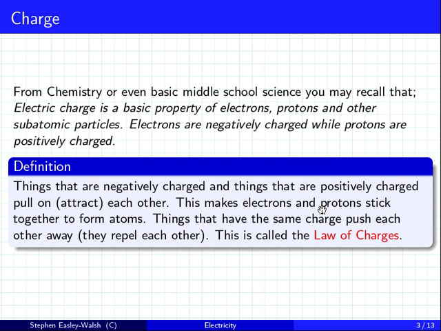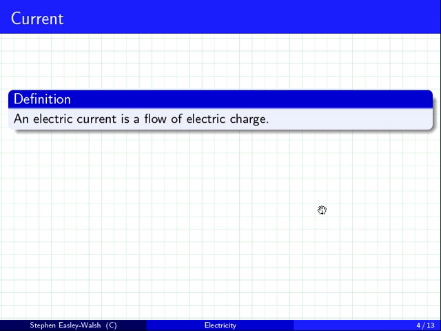Okay, so now what's new for physics? We say an electric current is a flow of electric charge. In a metal, it is free electrons that flow. Now, have you talked about that in chemistry? In a metal, you have free electrons, and these electrons are what move. And this is what makes a current. So you should write this definition down.